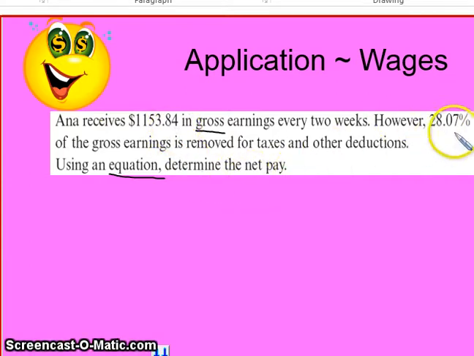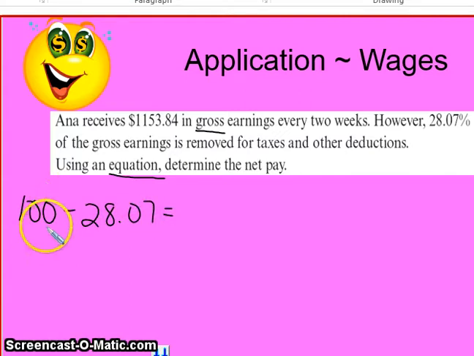So if they take out 28.07% in taxes, then that means she actually gets 100 minus 28.07%, because she starts out with that full 100%, and then they take away or subtract 28.07. Now 100 minus 28.07 is 71.93. Now this means that she is getting 71.93% of her paycheck as her net pay.